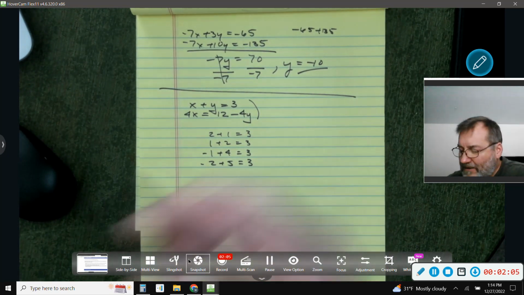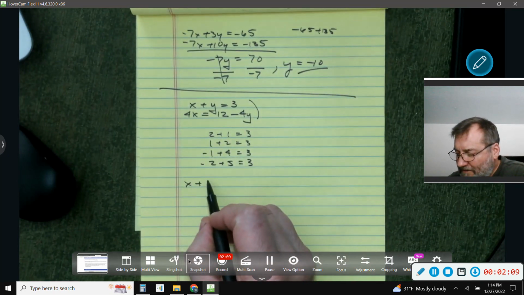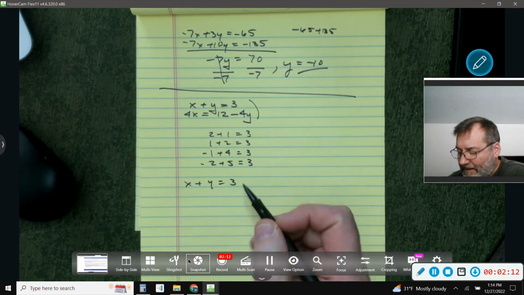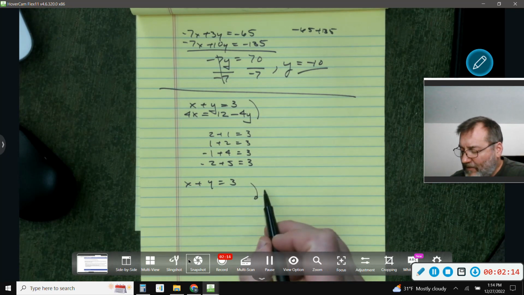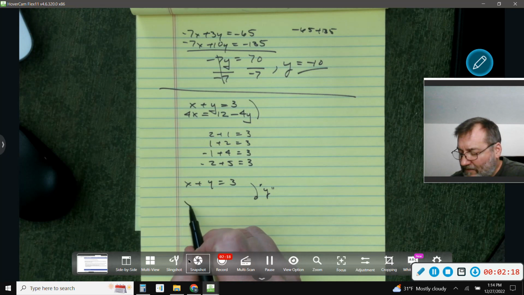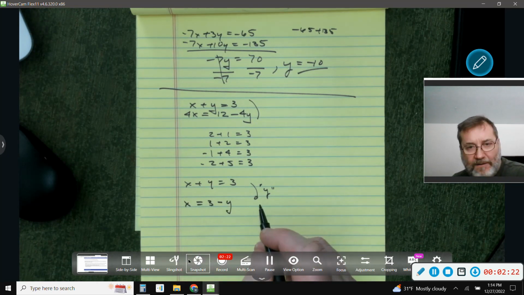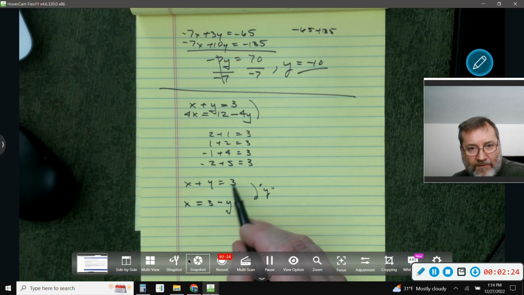Let's do a little bit of magic. Let's see if I can go from one and come to the other. x plus y equals 3. Well, let's start out by moving the y. So I'm going to subtract y from both sides. So x equals 3 minus y. Alright, so I just moved the y from one side over to the other.